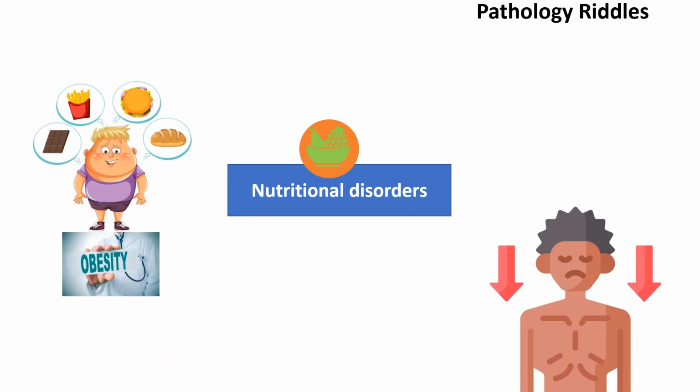The next cause of cell injury is nutritional disorders. Now, inadequate nutrition can lead to protein energy insufficiency, and increased eating can cause obesity, which can lead to diseases like atherosclerosis, type 2 diabetes mellitus, obstructive sleep apnea, metabolic syndrome, and many more.